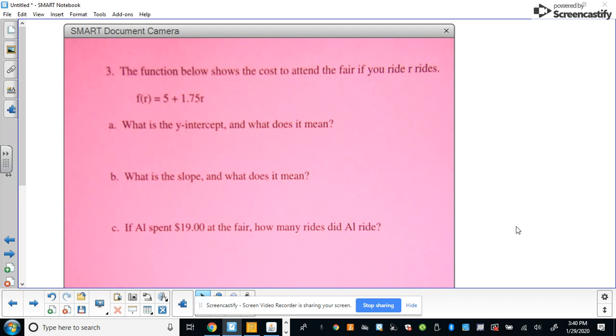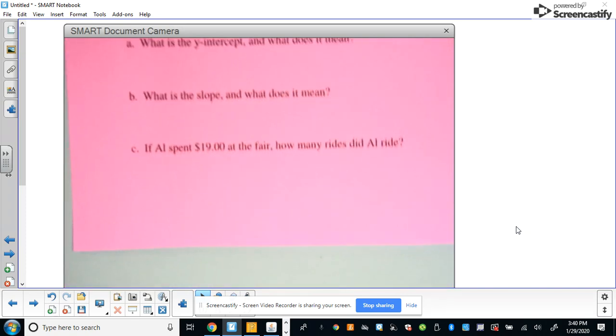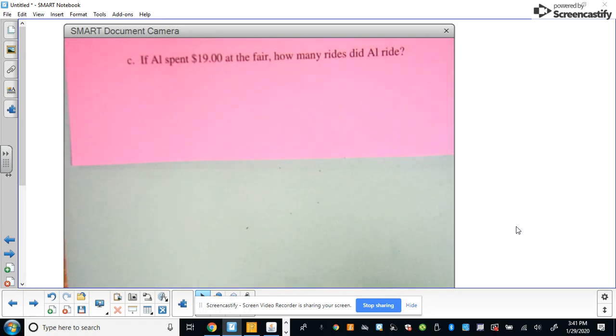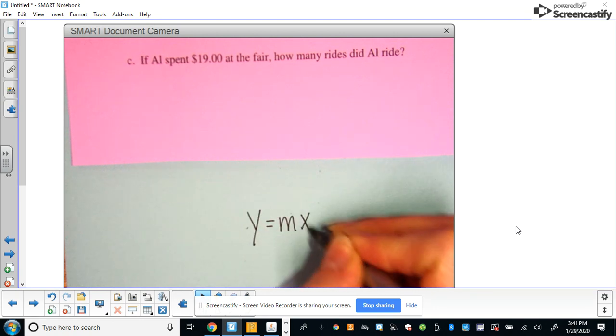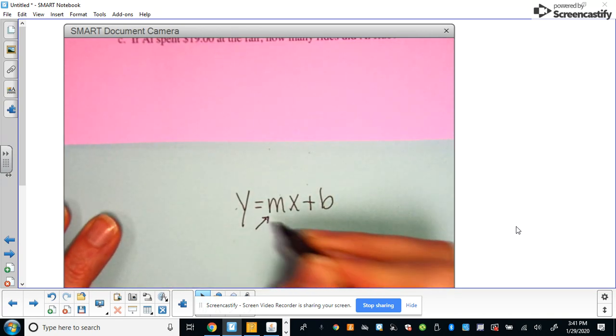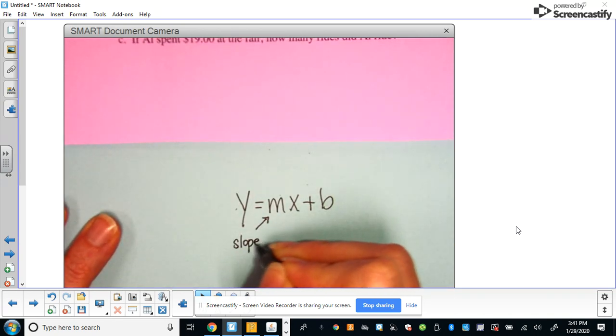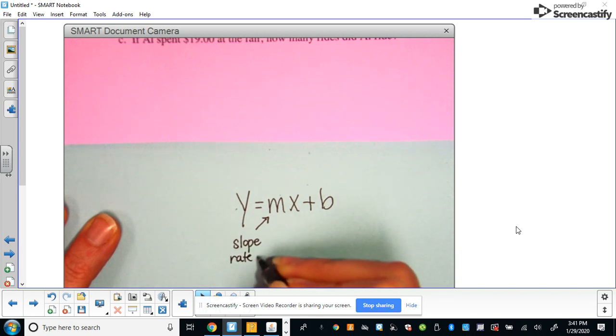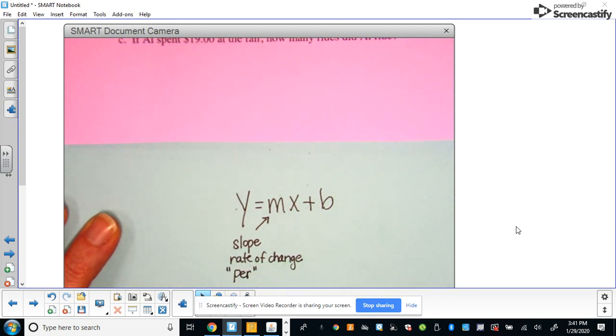Hi, we're going to look at functions today, and specifically at equations and the meanings of their slope and y-intercepts. Before we begin, remember that an equation is normally in this form, y equals mx plus b. M is known as your slope. You could also look at that in terms of rate of change. I usually tell my students to look for the words per week, per day, per mile. That's usually your slope, whatever goes with the per.